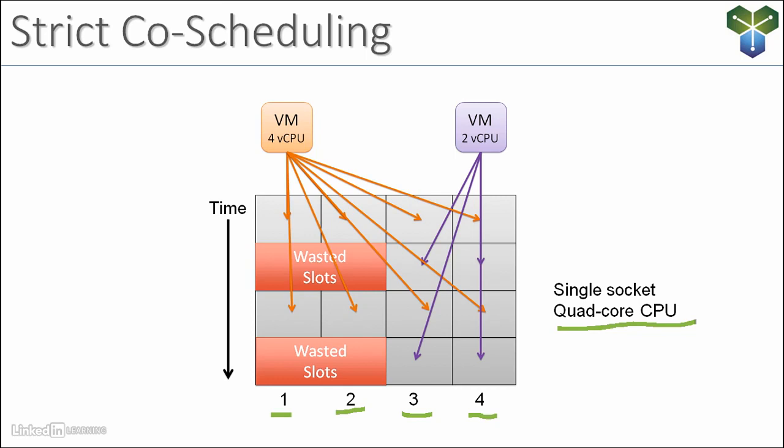We see these slots that are shown as wasted slots. Those are CPU resources that could have potentially been used. But because the orange VM needs 4 processors in order to function, it can't take advantage of those spare 2 time slots. So what we can end up with in this scenario is something called a high CPU ready value.